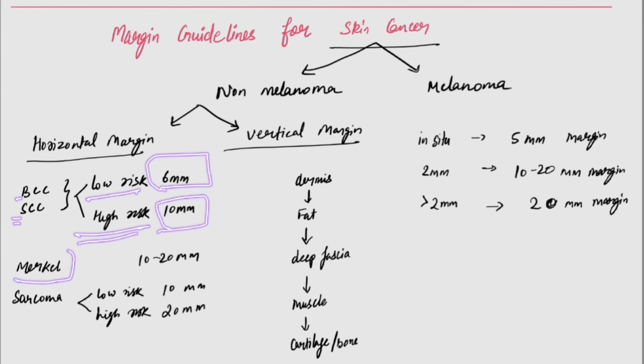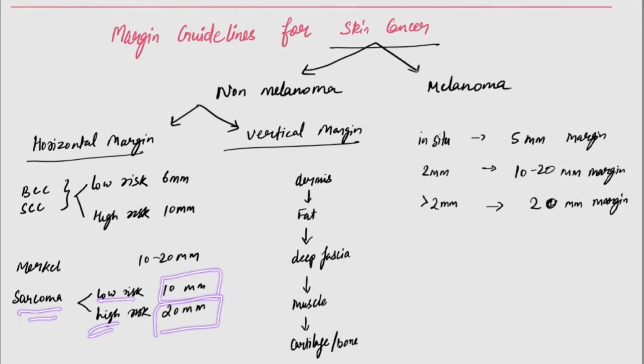Merkel cell carcinomas are all high risk lesions, so we go directly for a 10 to 20 mm margin. In case of sarcoma, if it is low risk we go for a 10 mm margin, and if it is high risk we go for a 20 mm margin.